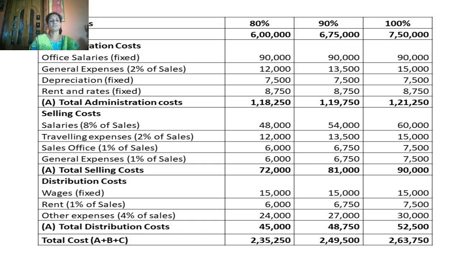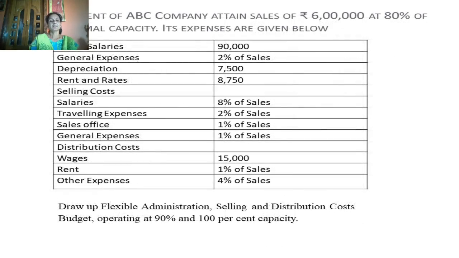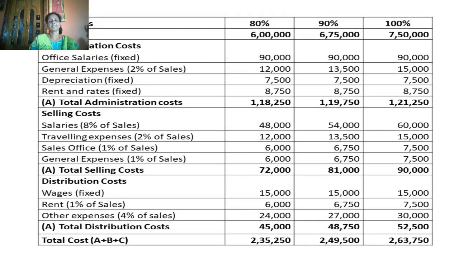Next cost you need to find out is distribution cost. In distribution cost, you have to find out wages. Wages they have given in the problem as 15,000. Wherever they have given an amount, it is fixed. Here they have not given any calculation, just the amount has been given. So wages will be treated as fixed expenses and the same amount will be taken at all level of capacity. Next, rent 1% of sales. Already you have calculated 1% of sales for other expenses. Same amount you can take into consideration here also.